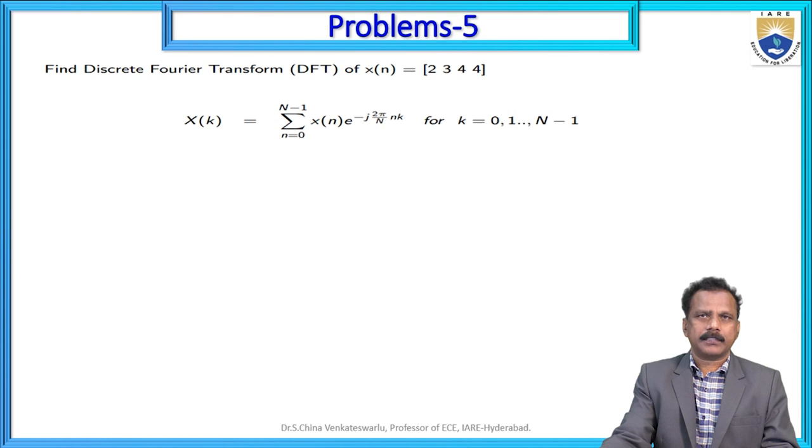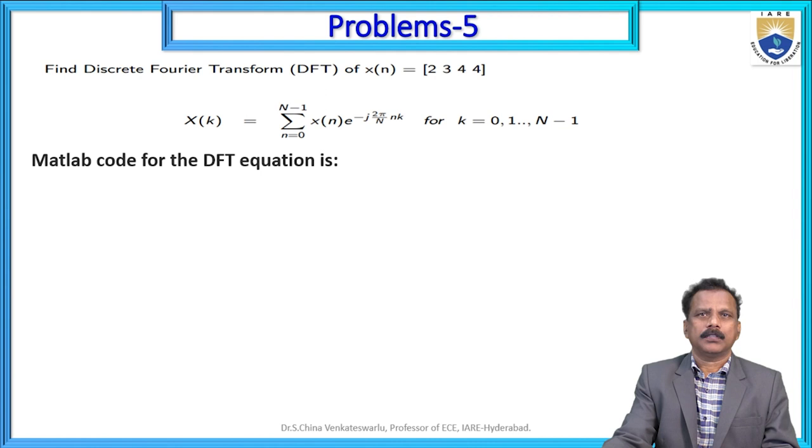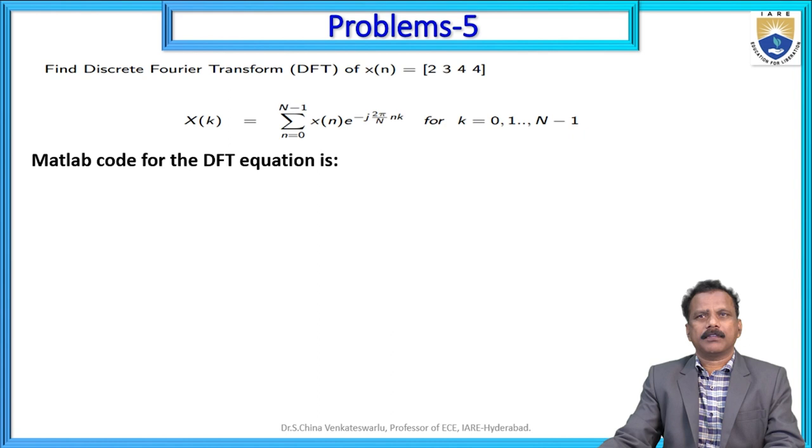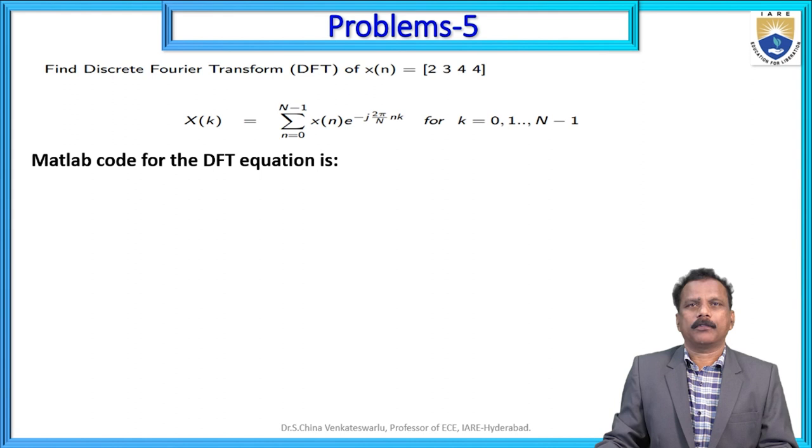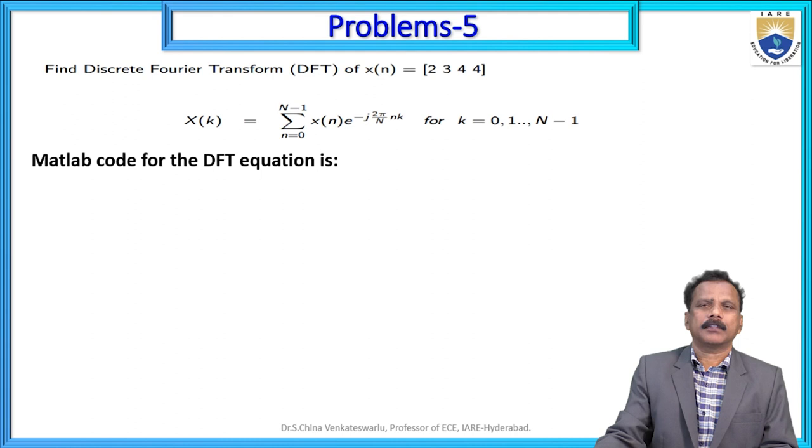Next example, consider problem number 5. Find the discrete Fourier transform of x of n equal to 2, 3, 4, 4. Same, you evaluate by going on substituting the k value and so on. But here, in the practical aspects, we have to use MATLAB code. So the MATLAB code for the DFT equation, with the help of efficient computation, we will verify practically.